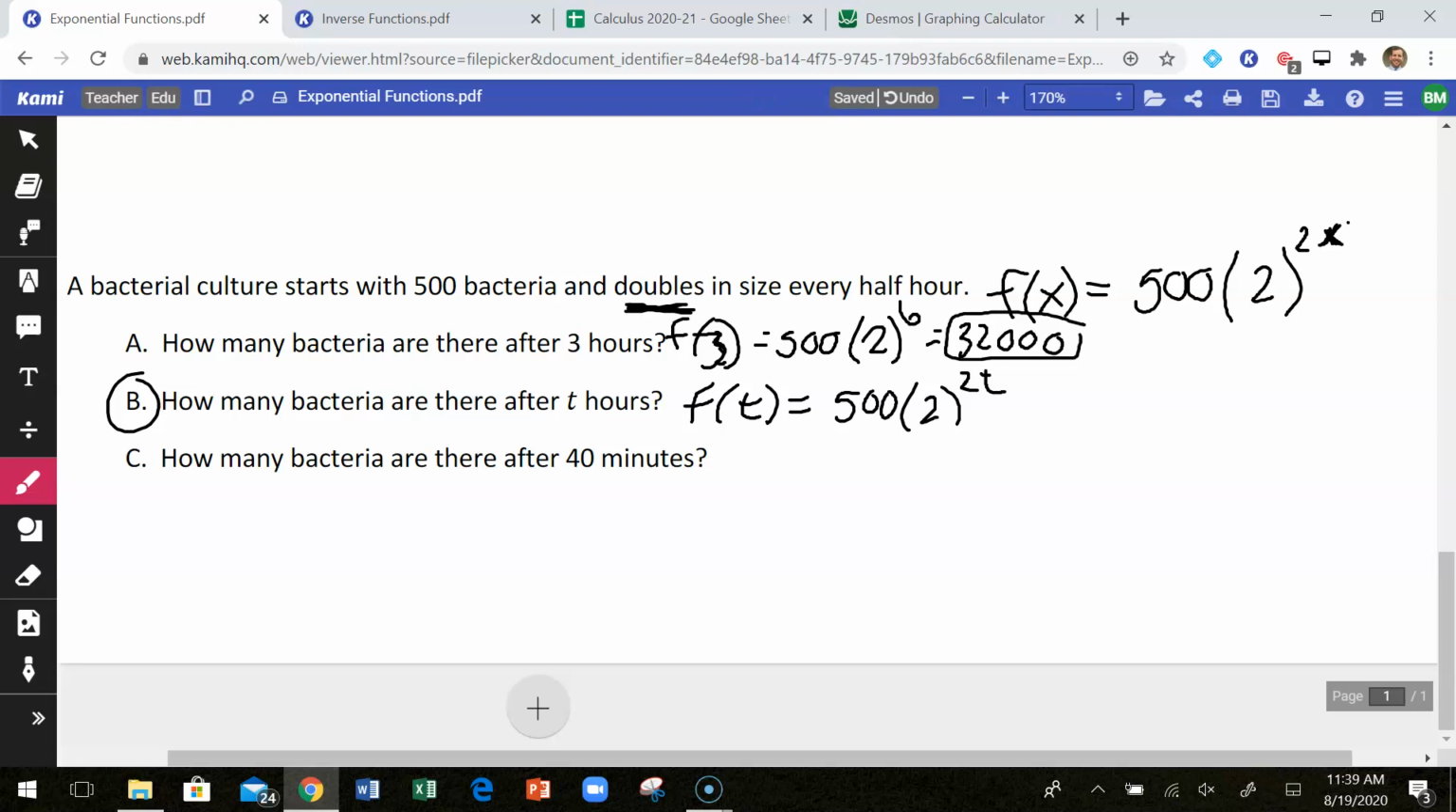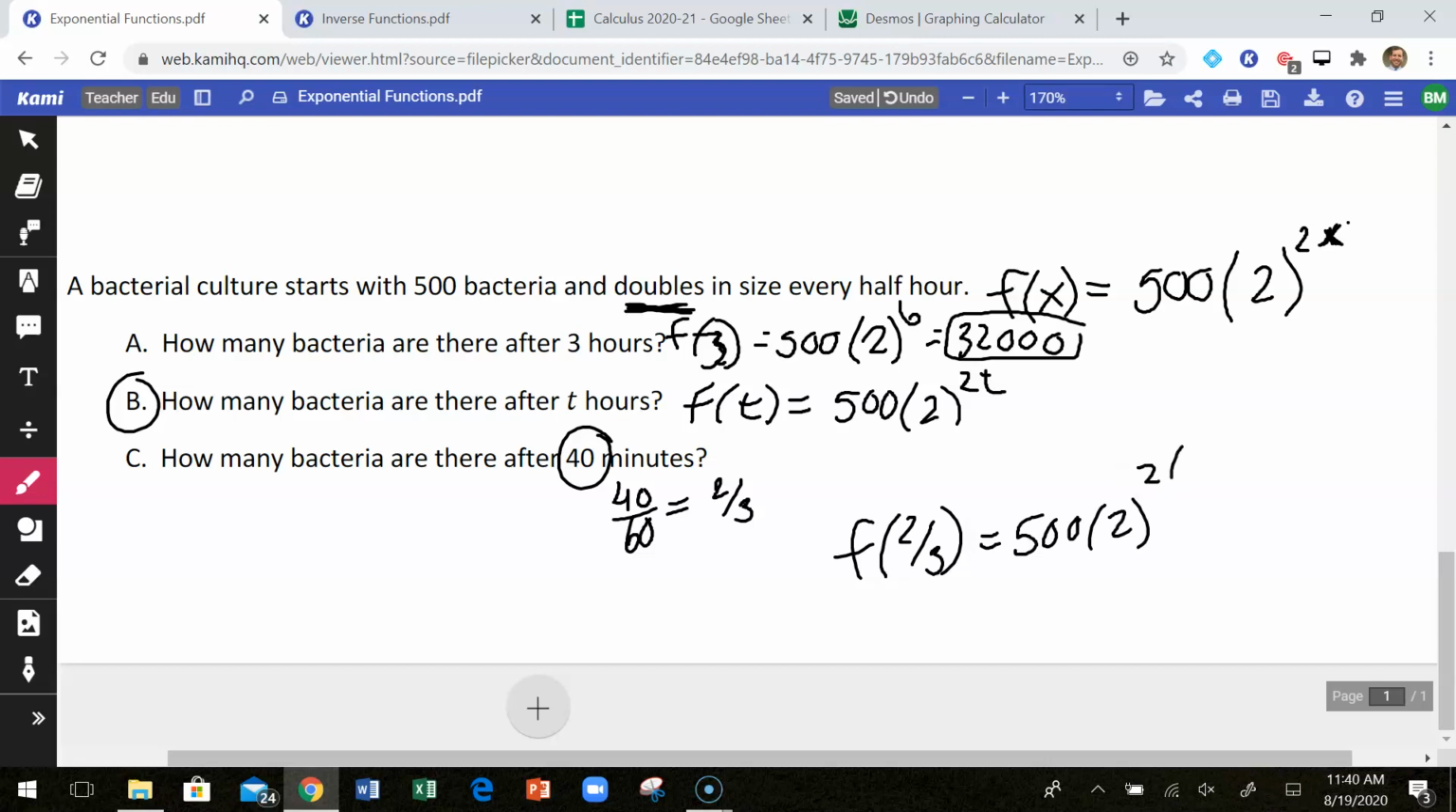Okay, and then how many bacteria are there after 40 minutes? We've got to think about what we are going to plug in for x if I want to know after 40 minutes. What I need to do is relate this to an hour. So 40 minutes out of an hour, which is 60 minutes, is 2/3 of an hour, right? So that means I'm going to do f of 2/3. Should be 500 times 2 to the 2 times 2/3 power.